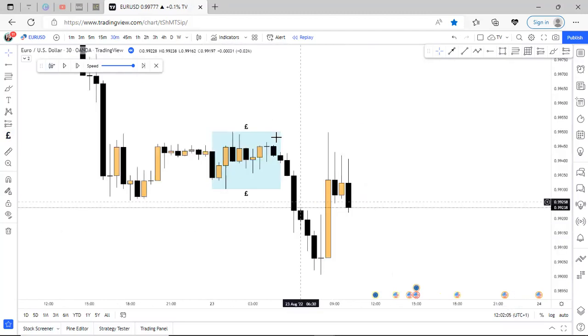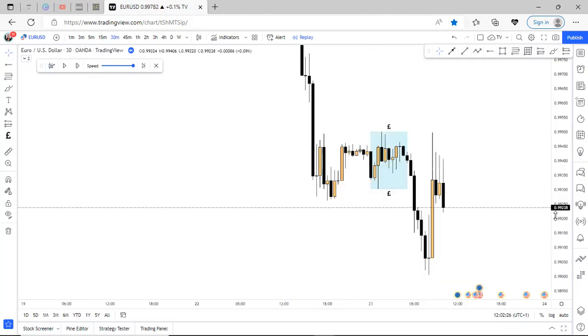As you can see, just after the Asian session, all the price action in this box is the price movement that happened during the Asian session. And when the London session came in, we already have the Asian range low being taken out by all of these candles.